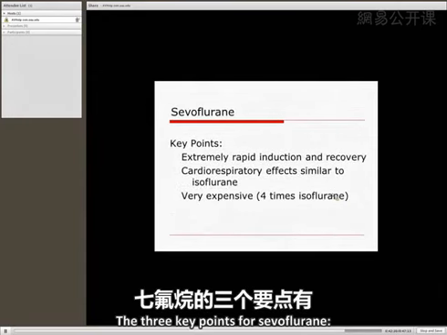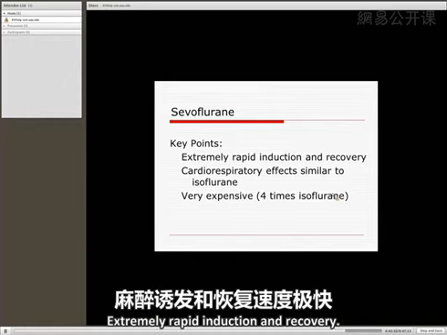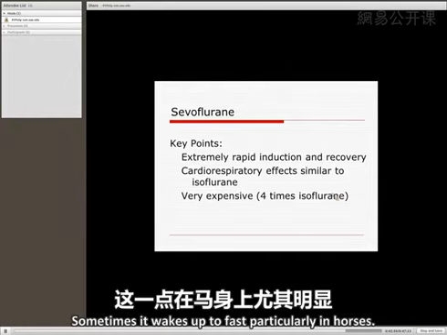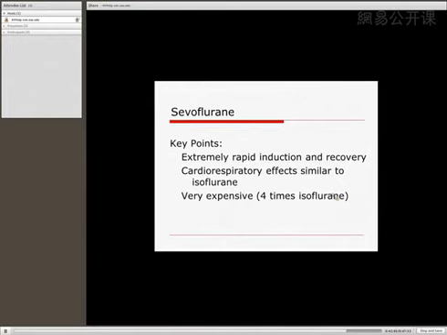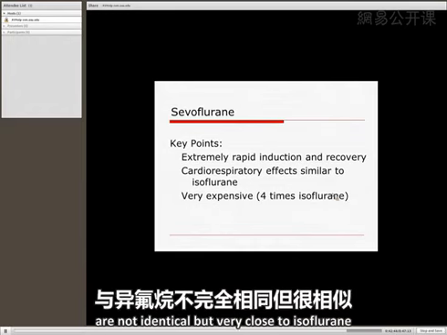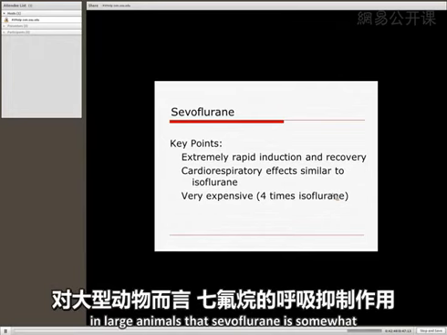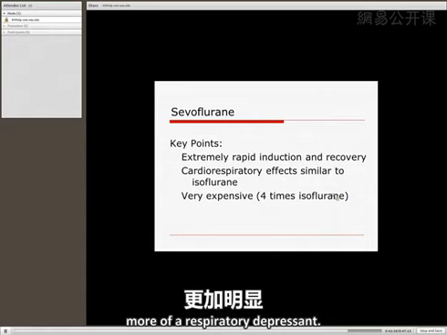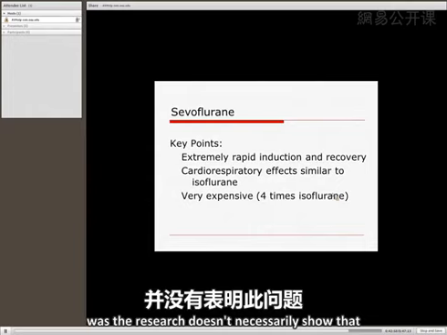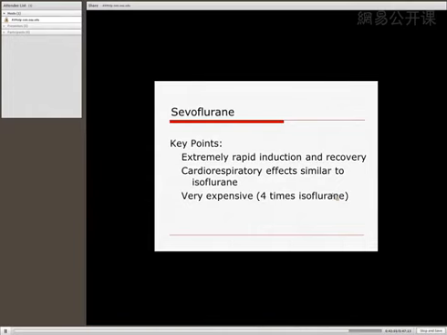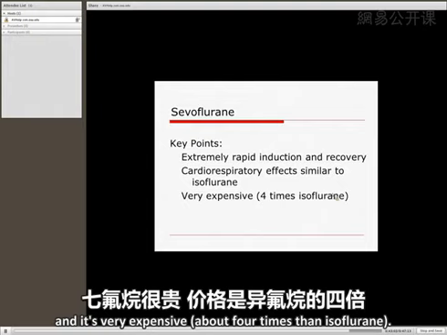So our three key points for sevoflurane: extremely rapid induction and recovery. Sometimes they wake up too fast, particularly in horses. Sometimes we resedate them in the recovery stall to slow them down somewhat. Cardiorespiratory effects are not identical, but very close to isoflurane. I would argue in large animals that sevoflurane is somewhat more of a respiratory depressant in my personal observation, but the research doesn't necessarily show that. And it's very expensive, about 4 times isoflurane.